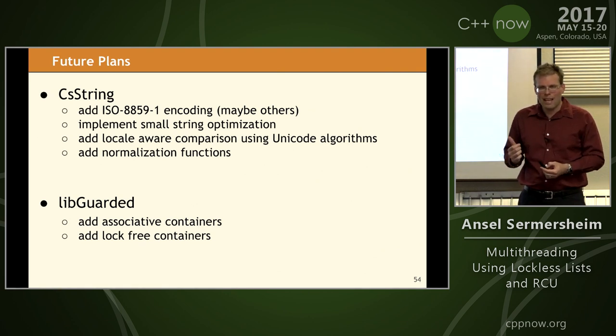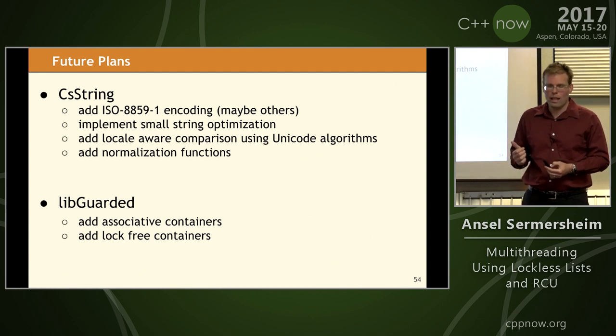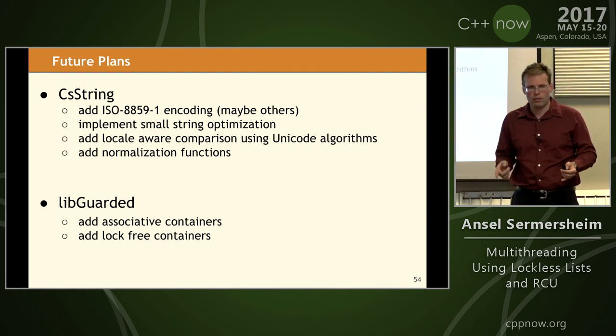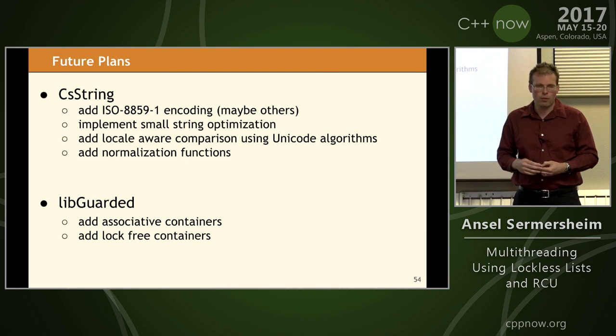In some sense, it would be easier to work with a lock-free associative container than a lock-free unordered list, because at least then you know that each element has its place. Whereas a lock-free doubly linked list is very complex to update properly and get consistent results.